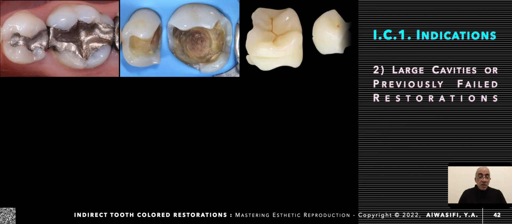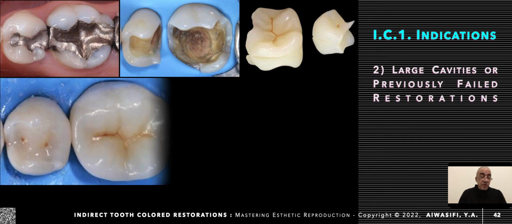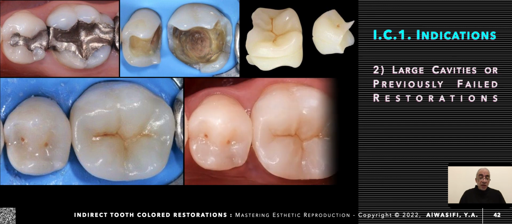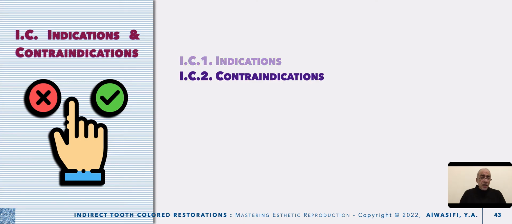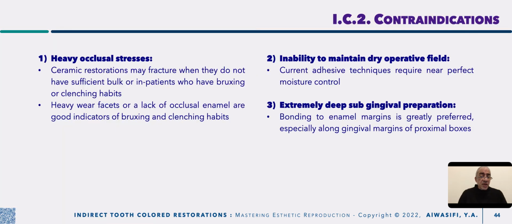That's why the operator decides to indicate the case for an indirect tooth-colored restoration, which provides much more accessibility in reproducing contact, contour and anatomy, and at the same time preserves the remaining tooth structure. This is the final case. It is contraindicated in patients with heavy occlusal stresses, because ceramics have higher hardness that may wear the opposing natural dentition.